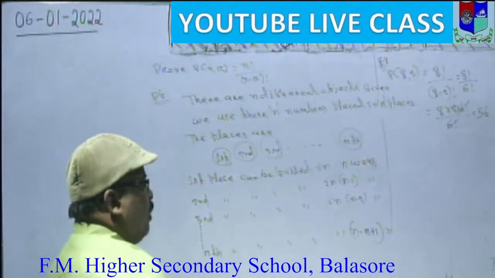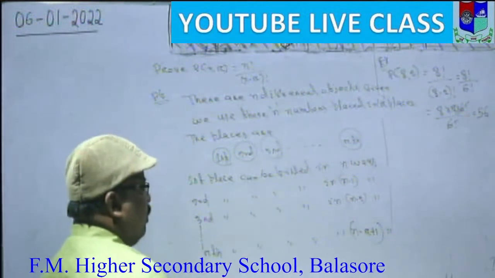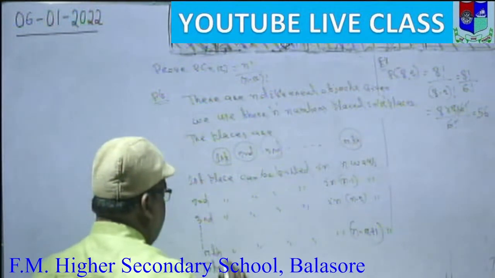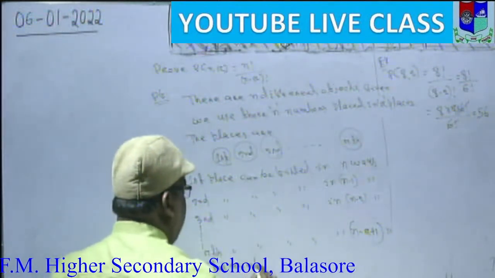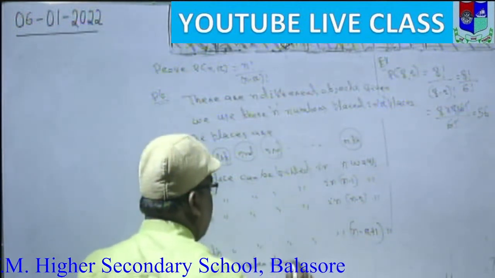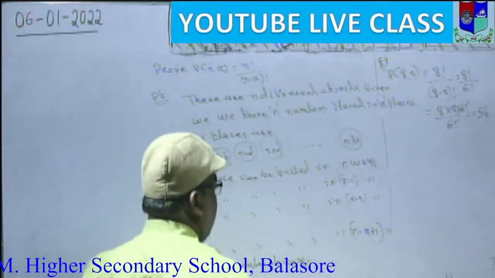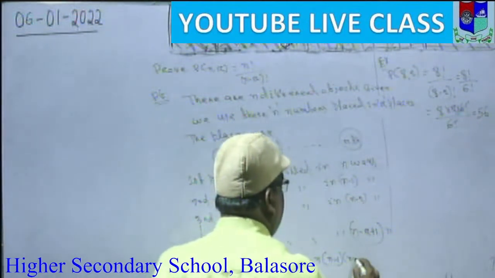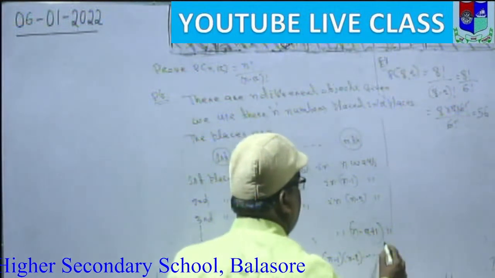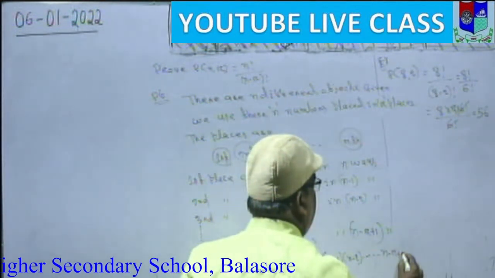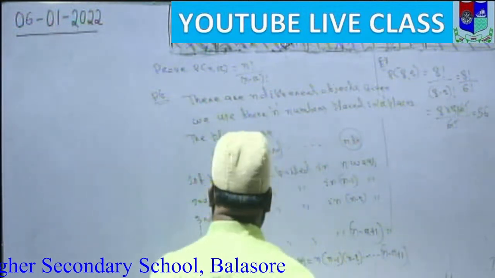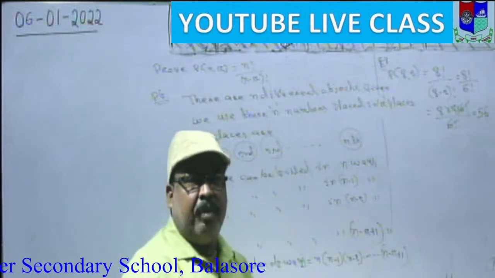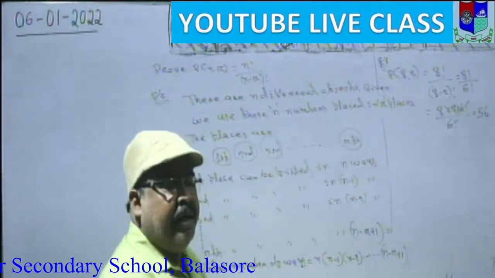Now by the principle of counting, the total number of ways we have to multiply: n into n minus 1 into n minus 2 dot dot dot n minus r plus 1. Here are the total number of ways of arrangement of n different objects in r places.